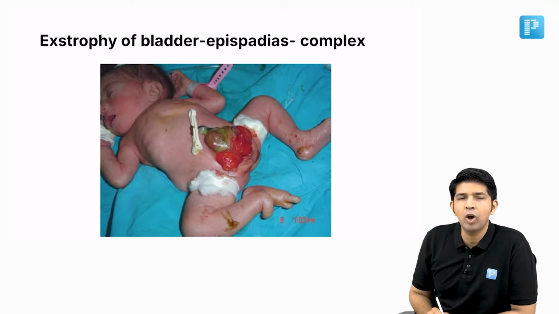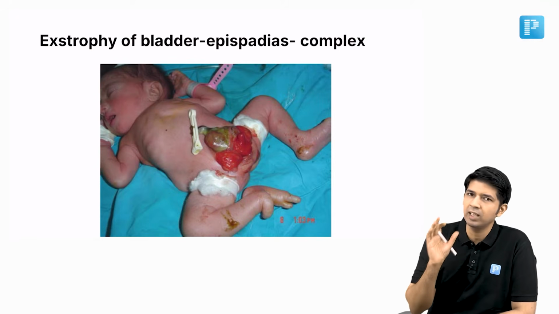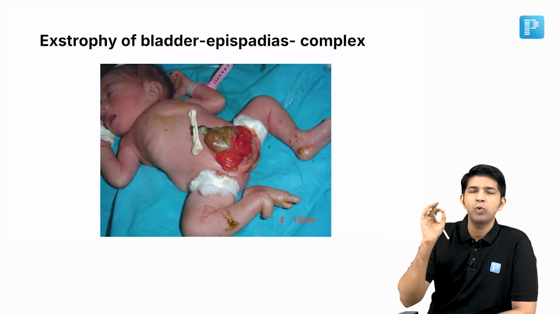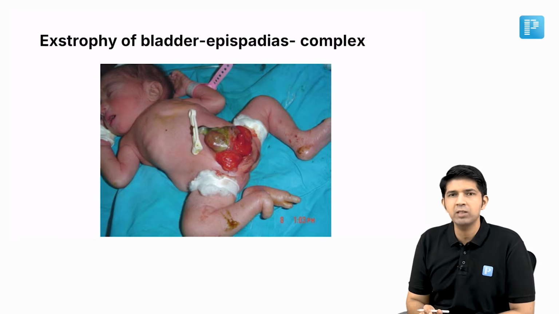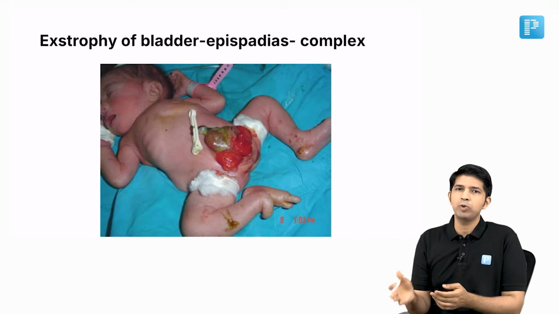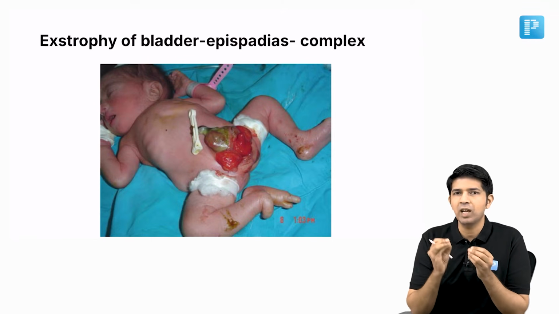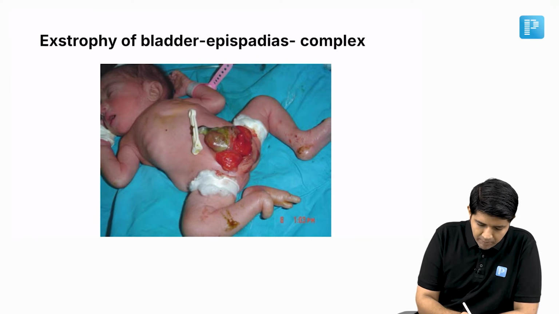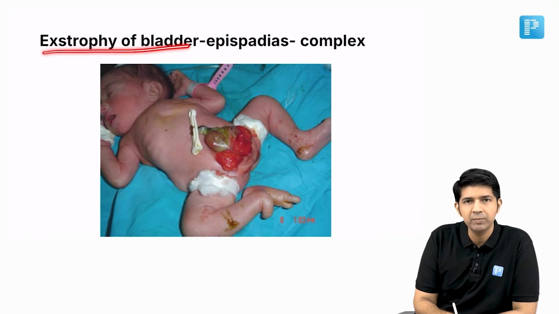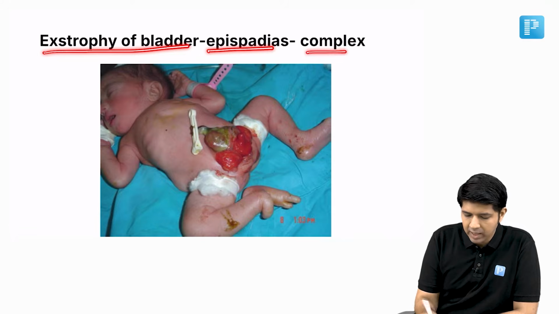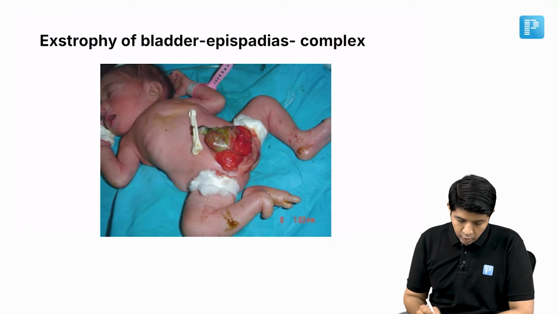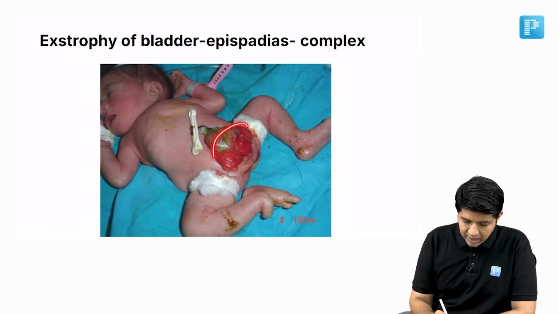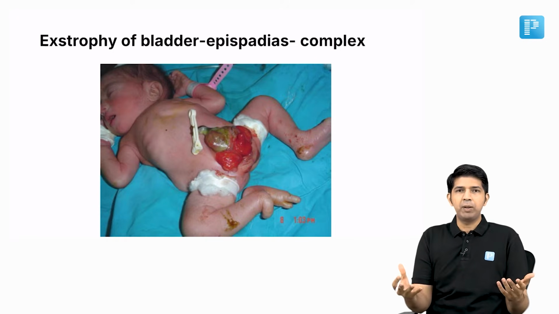Next condition we're going to talk about is that of a congenital condition. One of the most famous image-based questions, be it undergraduation, be it post-graduation, there is a very high chance this image might come up. This condition is called exstrophy of the bladder along with the epispadias complex. If you see in this particular image, the entire bladder is outside the abdomen.